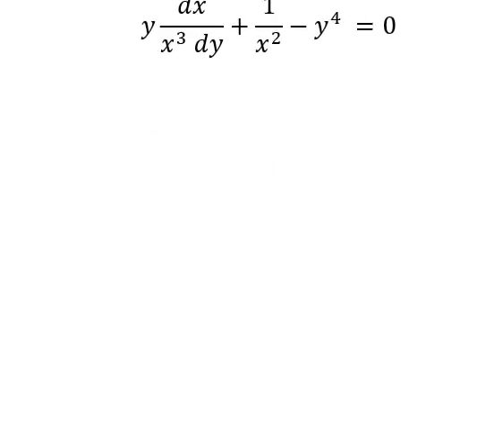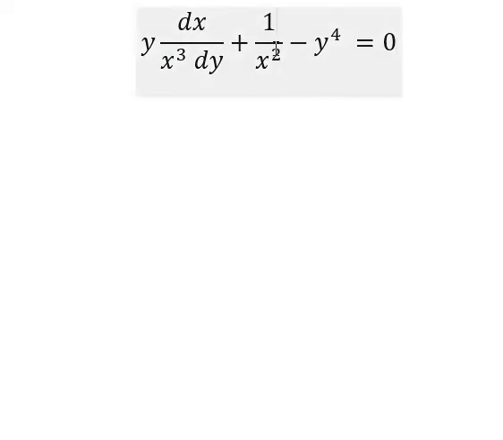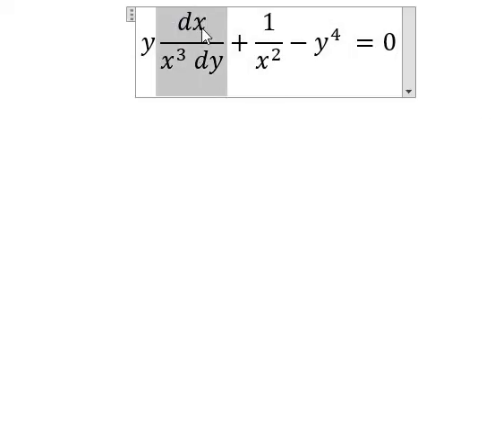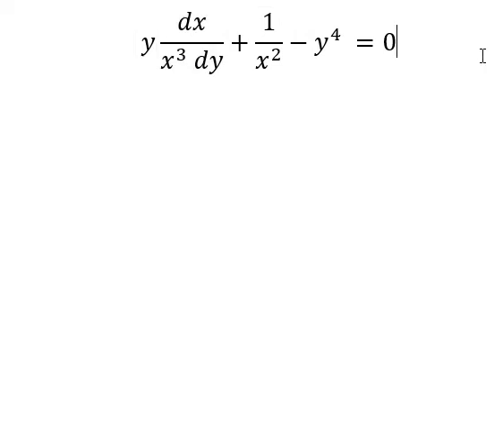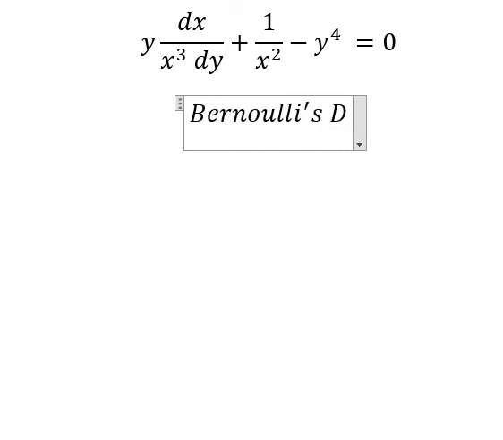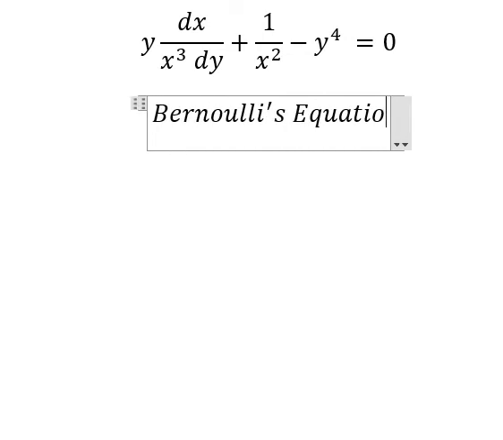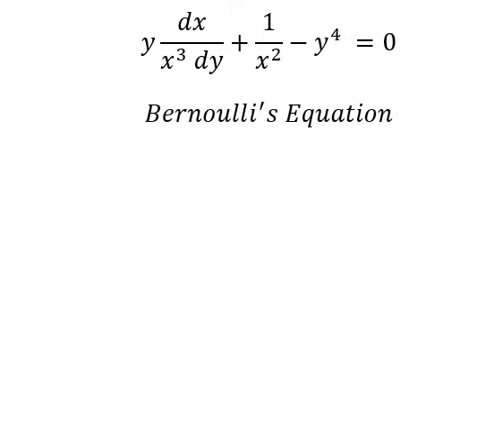Next, we have 1 over s squared and dx over x to the power of 3 dy. So that is about Bernoulli's equation. So I will put v equals to 1 over s squared.